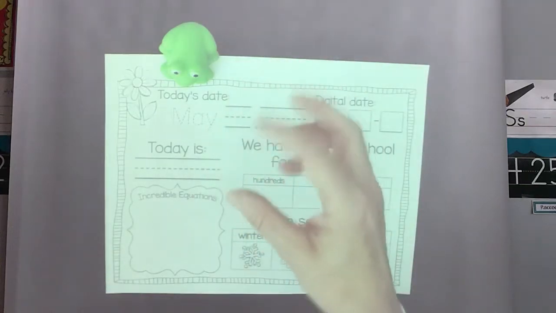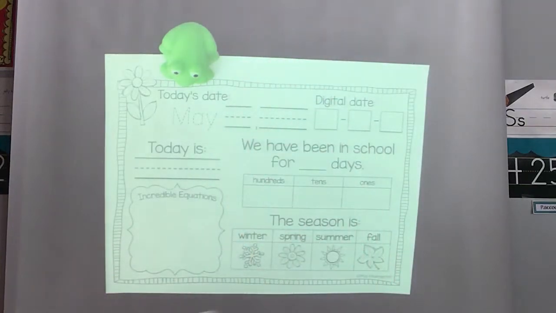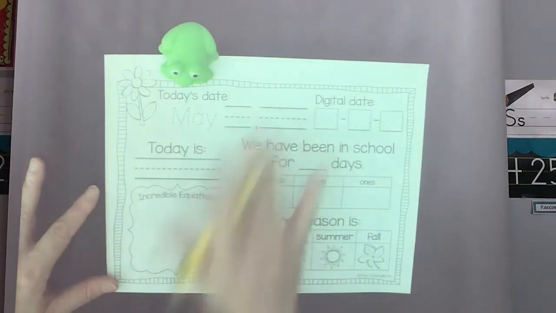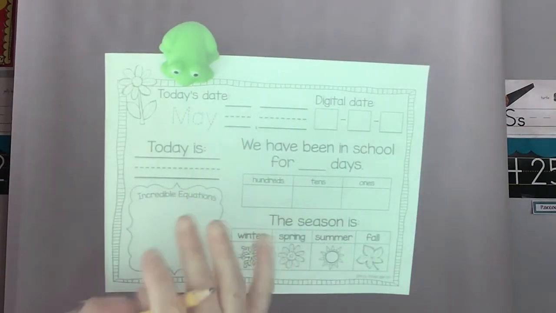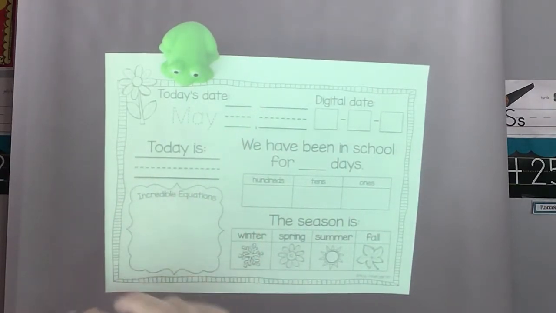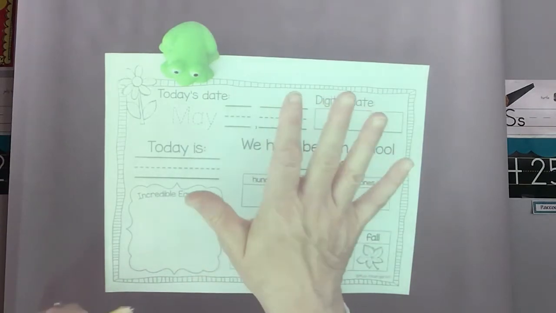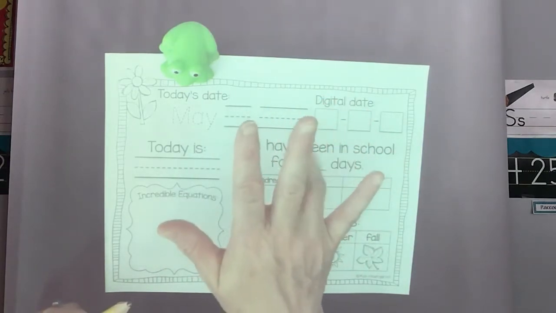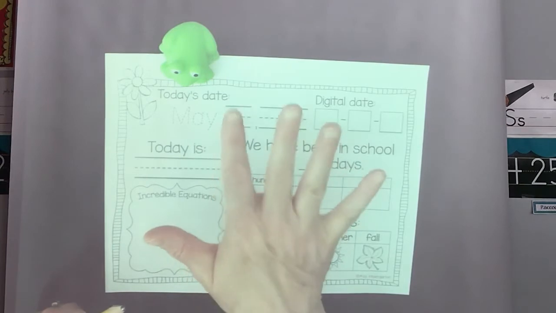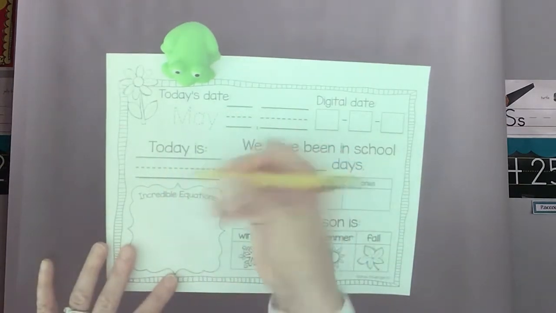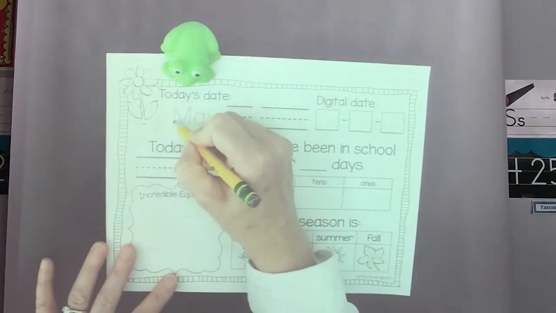Good morning, class. Okay, we are going to do our second page in May. It's not the 2nd of May. It's actually May 5th, which is Cinco de Mayo, which Cinco in Spanish, uno, dos, tres, cuatro, cinco. Cinco is 5. So let's go ahead and start tracing our May.